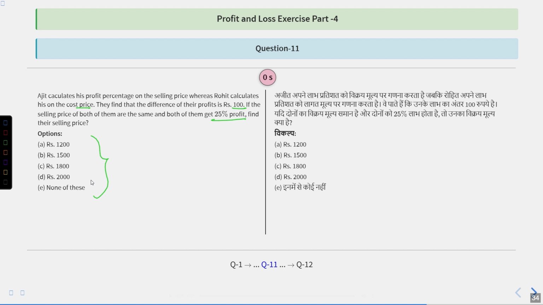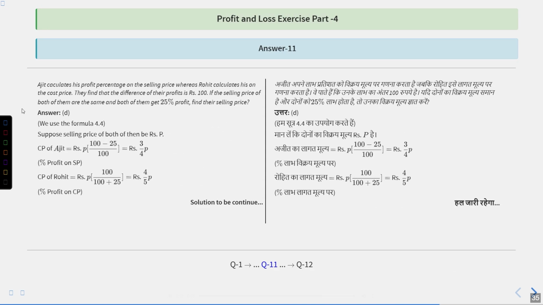Now time's up. Let's see the solution. We are going to use formula 4.4. Suppose the selling price of both of them is P rupees. Clear? So the CP of Ajit will be P times 75%, because he gets 25% profit. So P multiplied by 75 upon 100, which is 3P by 4.